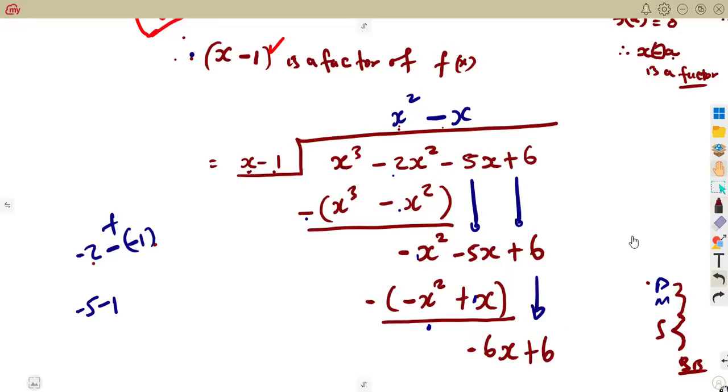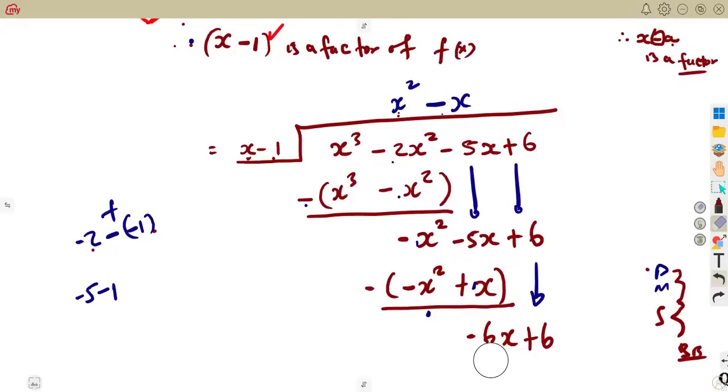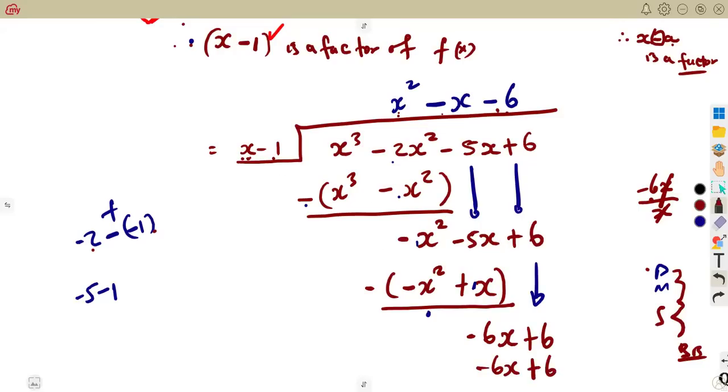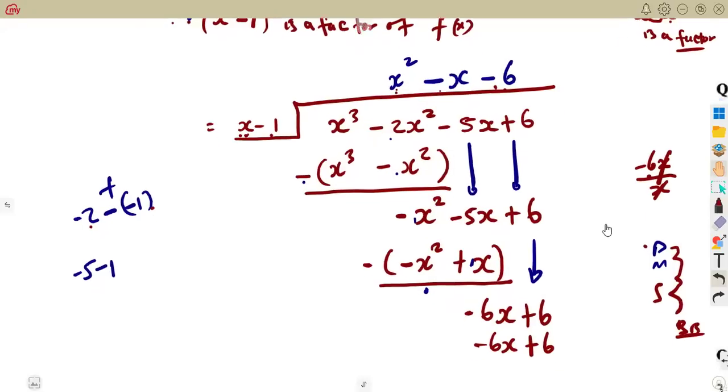So this is it, guys. Let's divide again. Minus 6x over x, so the x cancels. We get negative 6. We multiply this negative 6 to everything that we see there. So that's negative 6 times x, negative 6x, negative 6 times 1, that was going to be negative 6. Just like that. Then subtract.